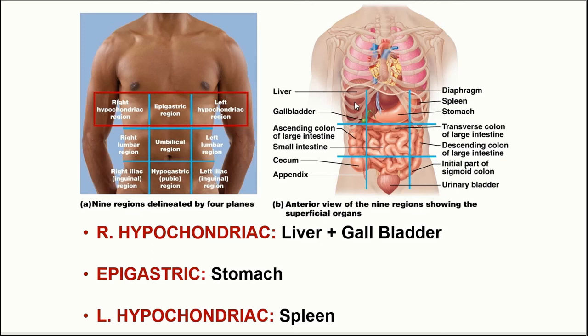Most of it is contained in the right hypochondriac region, which is just underneath and within the lower ribs of the rib cage. The epigastric region is right in the top center of the abdominal pelvic cavity, and it contains the stomach. And the left hypochondriac region largely contains the spleen.